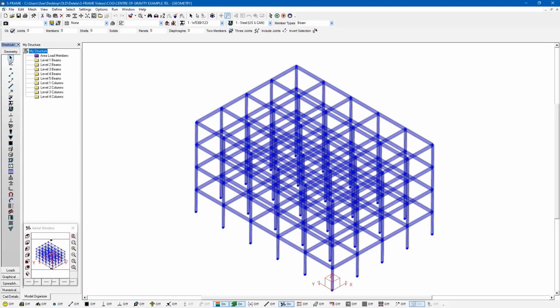Now, why you might want to do this? Well, you might want to determine the center of gravity to help evaluate your model's weight distribution. For example, your model stability to lateral loads is going to be higher with a lower center of gravity.